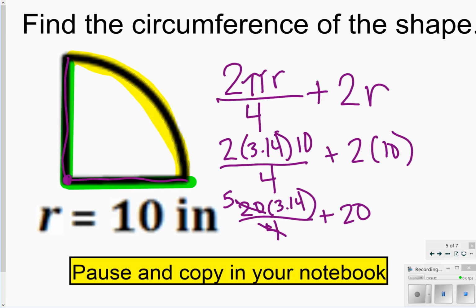I think we saw that last time. So 15.7 plus our 20 is going to equal 35.7 inches, and that would be the circumference of this region. Go ahead, make sure you have all of this copied into your math notebook.